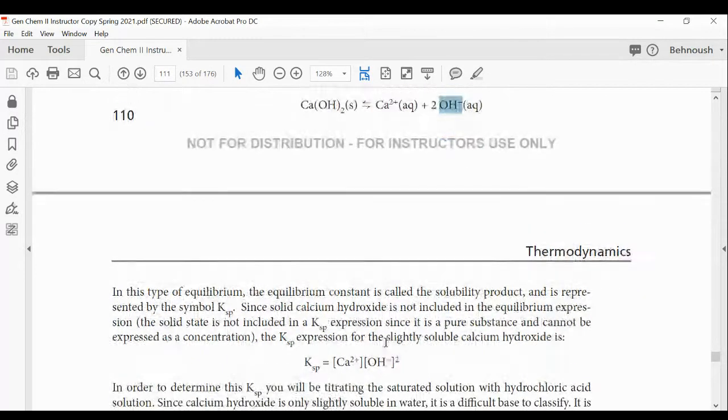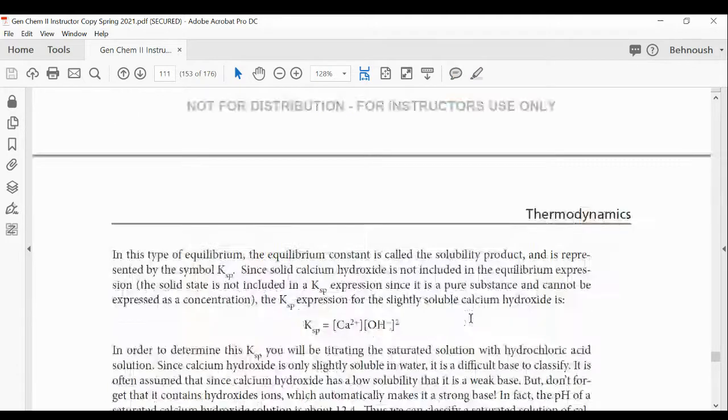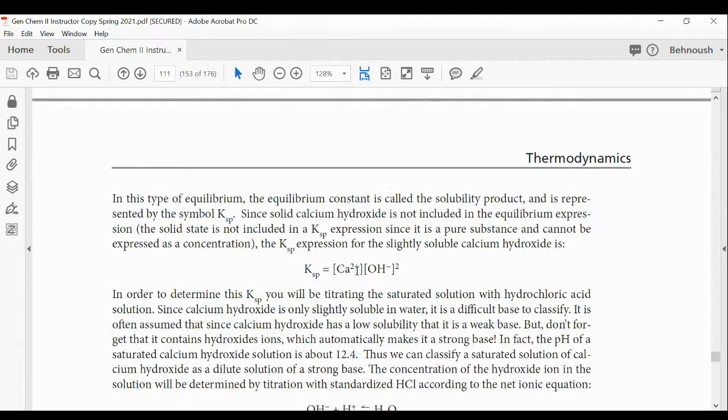So for KSP, when you are dealing with solubility, your reactant is a solid, and since the reactant is a solid, it is not going to appear in the equilibrium expression. So that is called KSP, or the ion product. Basically it's saying if calcium hydroxide is dissolved, how much calcium ion and hydroxide ion is going to be produced. If you put this in the formula, you can calculate KSP. So based on that, we can calculate KSP at one temperature.